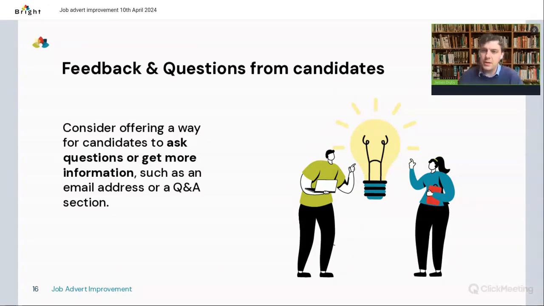So if people are constantly bringing up lots of different things, then make sure that you're giving them the opportunity to feedback that they wish they'd known that earlier on in the process. And that will help you to improve your job adverts. It will help you to improve your recruitment experience, and it should also allow you to create a question and answer section of your website, for example, so people can get that information as early on as possible.